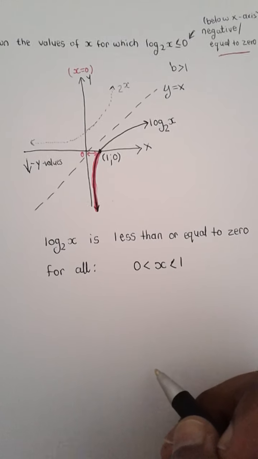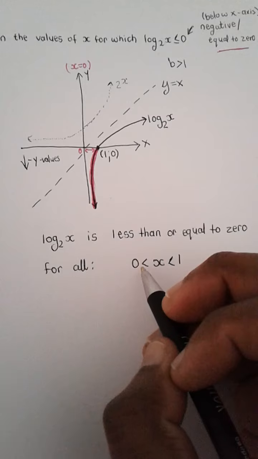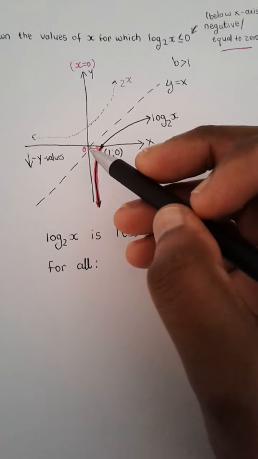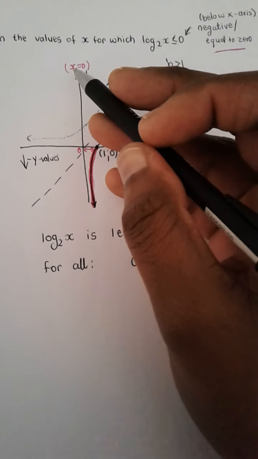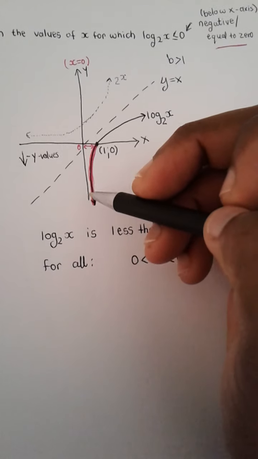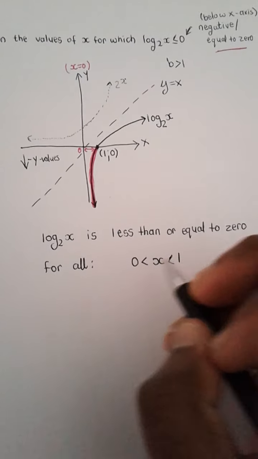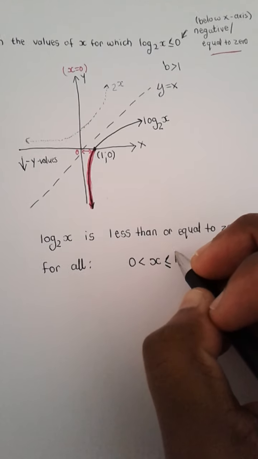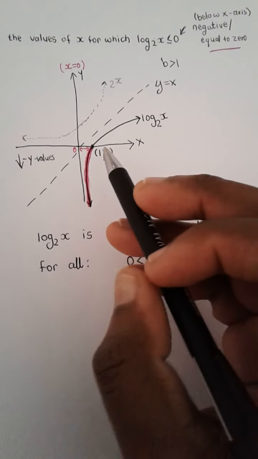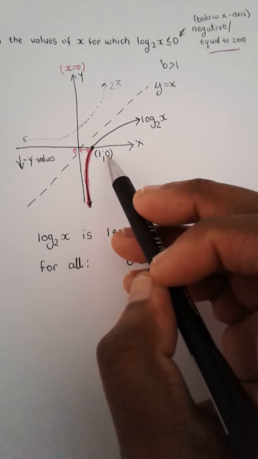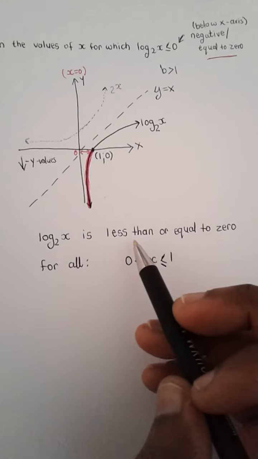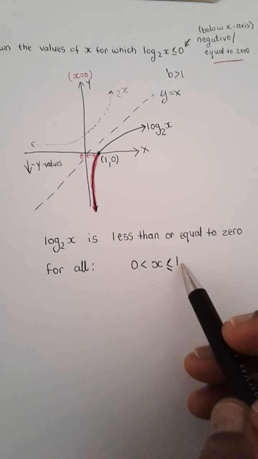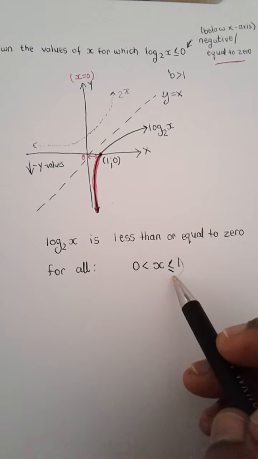Now let's think about the equal signs. Can we put an equal sign over here? Are we talking about x being equal to 0? No, because x equal to 0 is a vertical asymptote, so we're not going to put an equal sign there. But we can put an equal sign here at 1, because that's where our function is equal to 0, since we are looking for the condition of it being less than 0, in other words negative, or equal to 0.